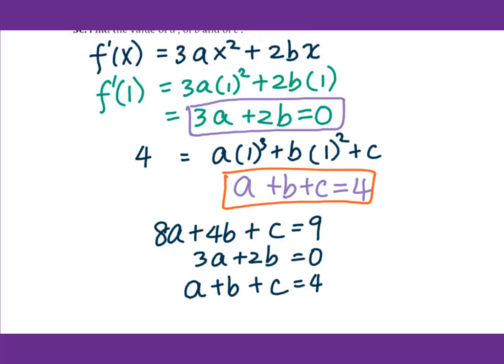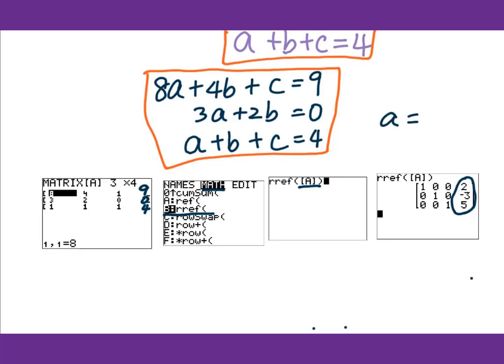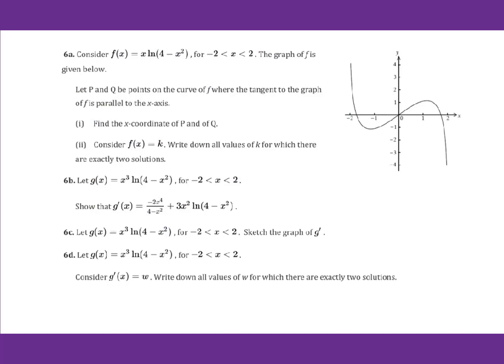Now we organize these three equations like this. Since this is a linear system of equations, we can use a matrix to figure that out. Go to matrix, we have here 9, 0, 4. Put all coefficients in order in this matrix. Then still in matrix, we go to math and look for RREF. Then press enter, then put the matrix A. You will get 2, negative 3, 5. That means a equals 2, b equals negative 3, c equals 5.